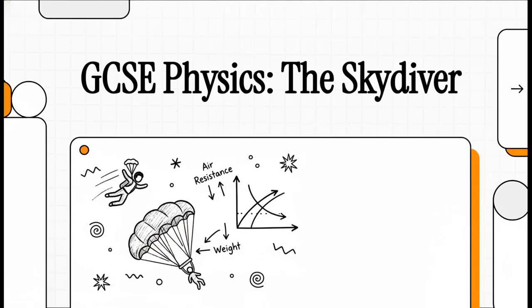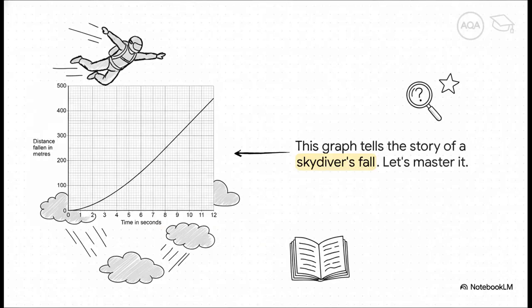Welcome to The Explainer. Today, we're tearing down a complete GCSE physics question, showing you exactly how to get every single mark. And we're tackling a true classic, the skydiver. Okay, let's get right into it. This distance time graph here tells the whole story of a skydiver's fall, and it's the key to unlocking a bunch of questions.